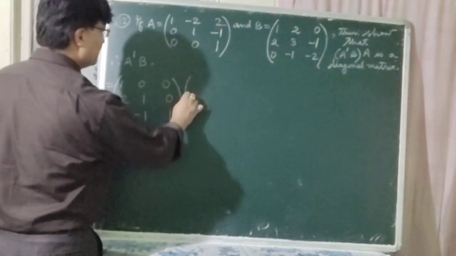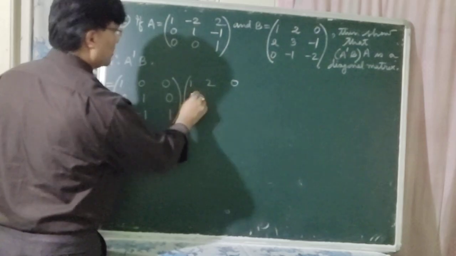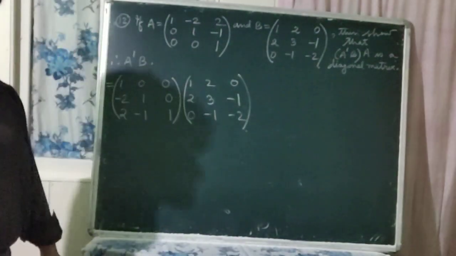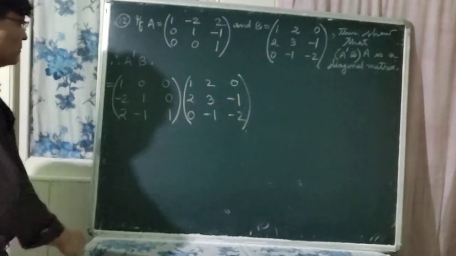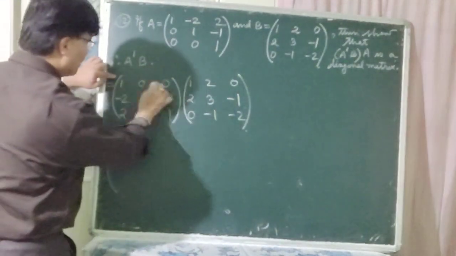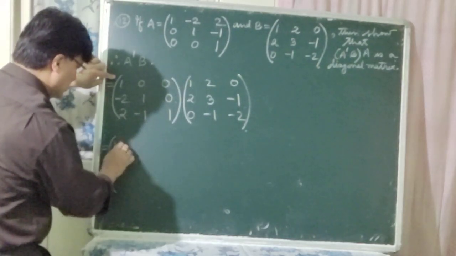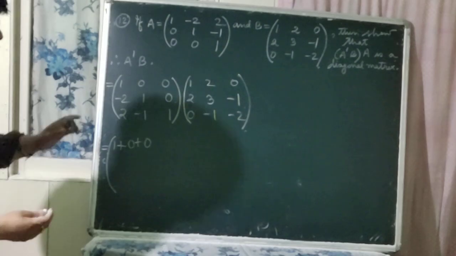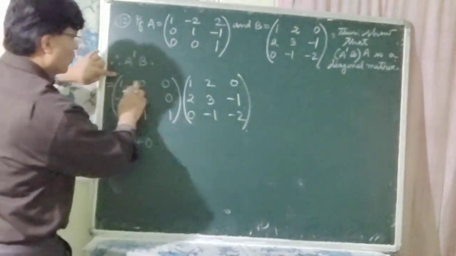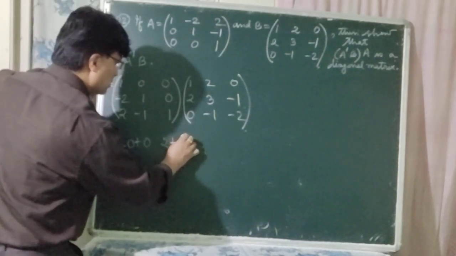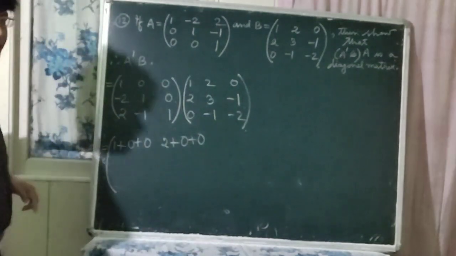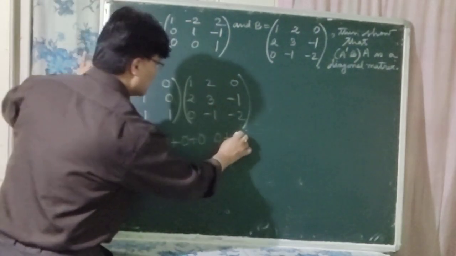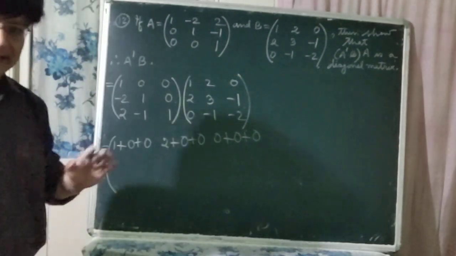Now let us write down B. What is B out here? It is 1, 2, 0, 2, 3, minus 1, 0, minus 1, minus 2. Now you can multiply these two matrices. Let us multiply these two matrices now. First row by first column: 1 1s are 1, plus 0 2s are 0, plus 0 0s are 0. So this is the first element of the first row. Now first row multiplied by the second column: 1 2s are 2, plus 0 3s are 0, plus 0 into minus 1, plus 0. Again, first row by third column: 1 0s are 0, plus 0 into minus 1, 0, plus 0 into minus 2, that is also 0. Is that clear?